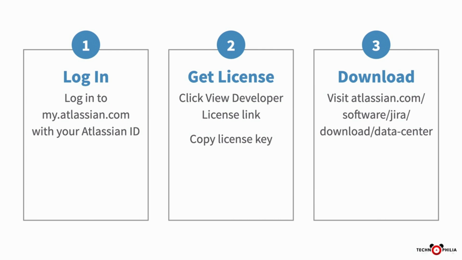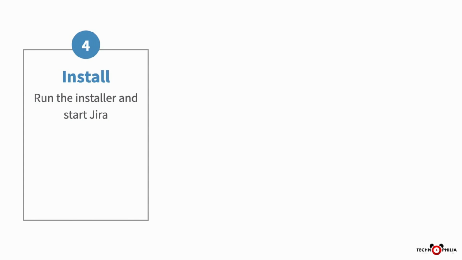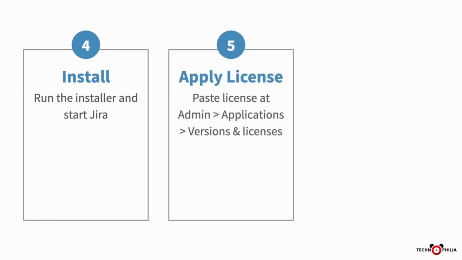Next, run the installer or start the setup in your environment. Here's a tip. Jira comes with an embedded H2 testing database. Use it or connect to your own test database. Just don't connect to the production database. Once the application starts up, apply the license. In the admin area, visit Admin, Applications, Versions and Licenses, and then paste in the dev key.